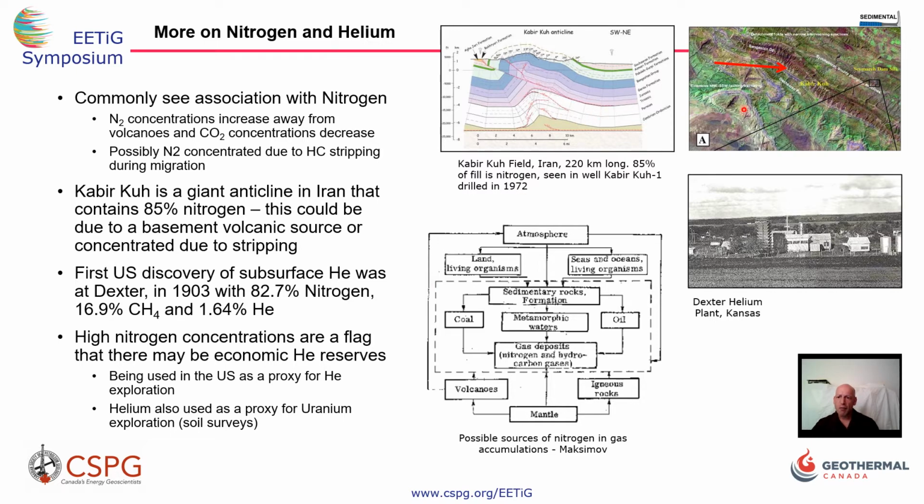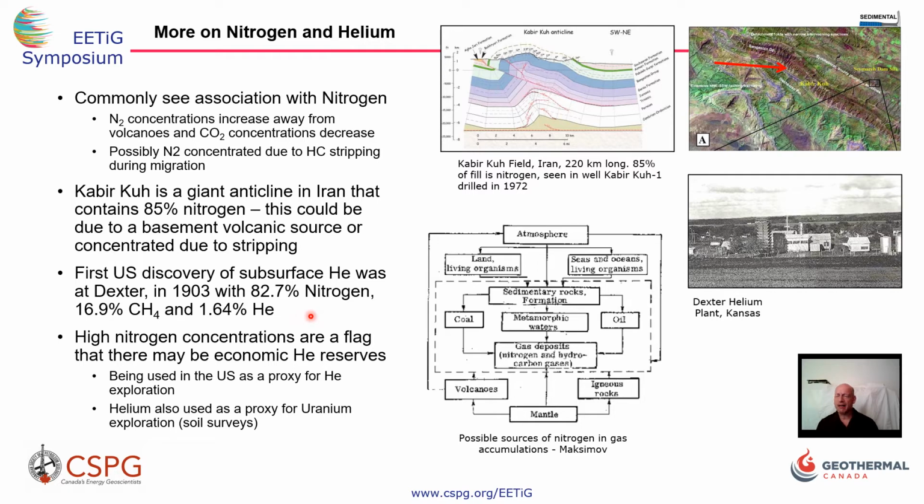I've got an example here from Iran, the Kabiaku field, which is around a 220 kilometer long anticline, and 85% of the fill is nitrogen, and we're also seeing helium in there as well. The first US discovery of subsurface helium was at Dexter in 1903, and this is a model of the helium plant. What we see in this example is that it was 82.7% nitrogen and 1.64% helium.